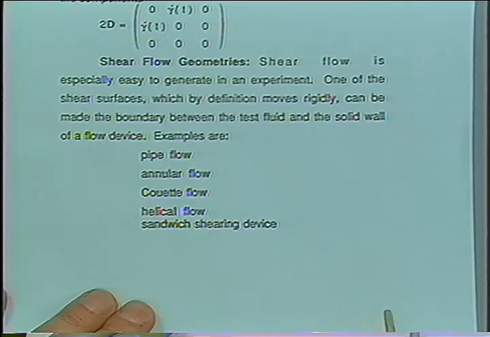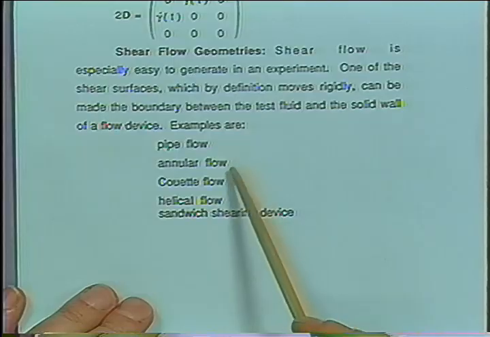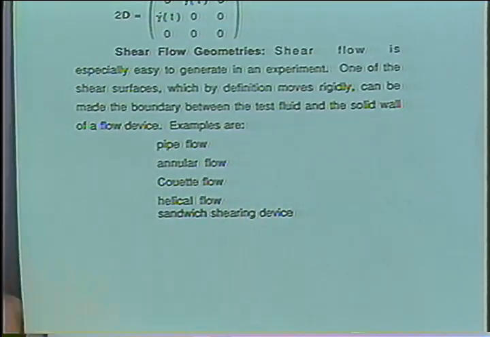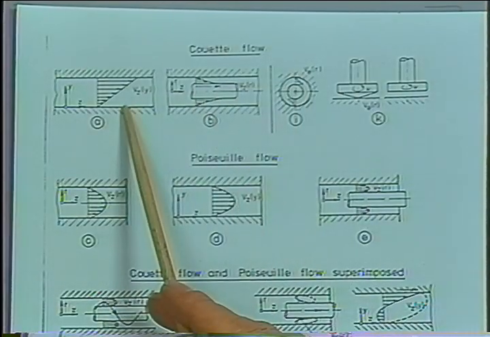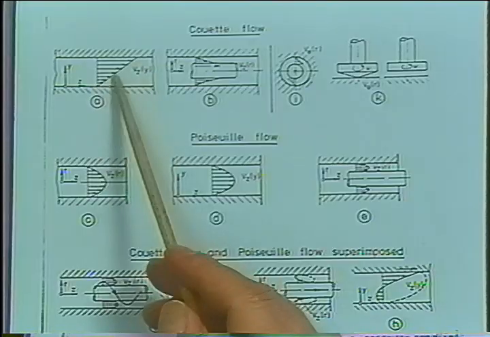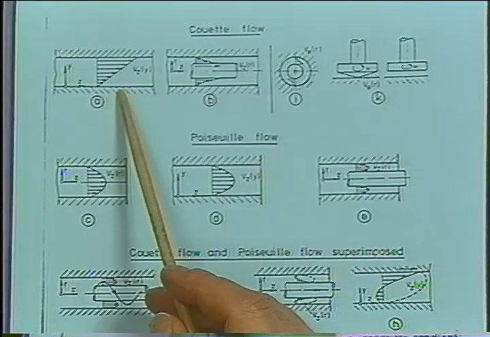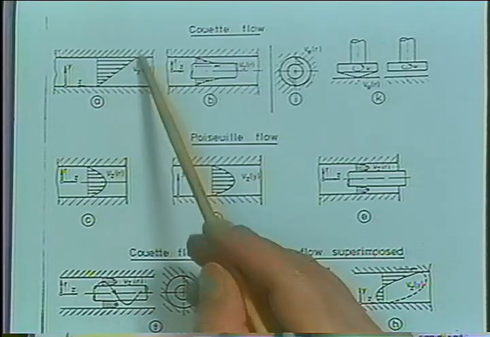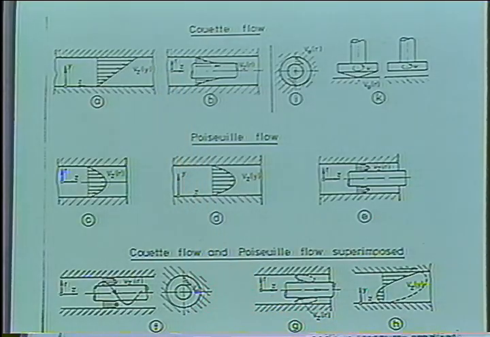There are many, many applications to shear flow. I listed a few of them. You could look at pipe flow, flow in an annulus, coed flow, helical flow, flow in a sandwich geometry. Yeah, I drew a few of those geometries. When you take a plane slit, for instance, and have one surface stationary, the other one moving, then just due to the relative motion, there's a velocity gradient normal to that surface, and you introduce a shearing motion. And if the gap is constant in flow direction, then you're generating shear flow.